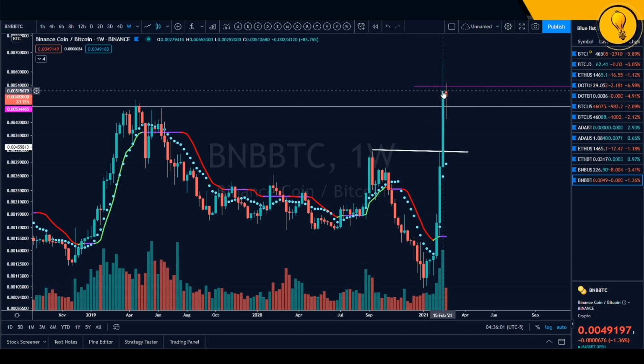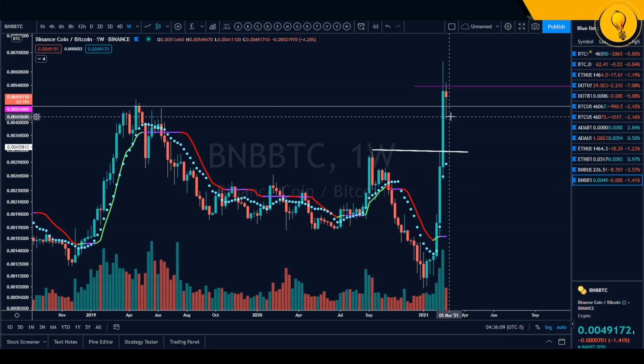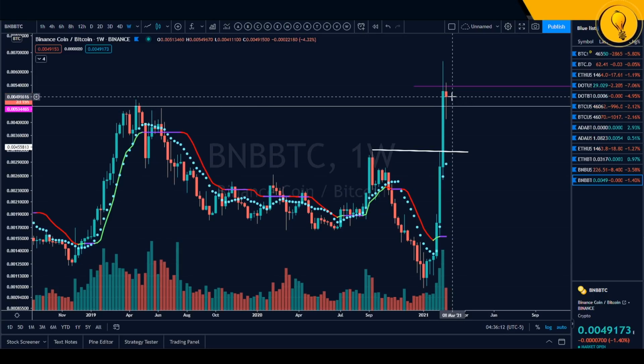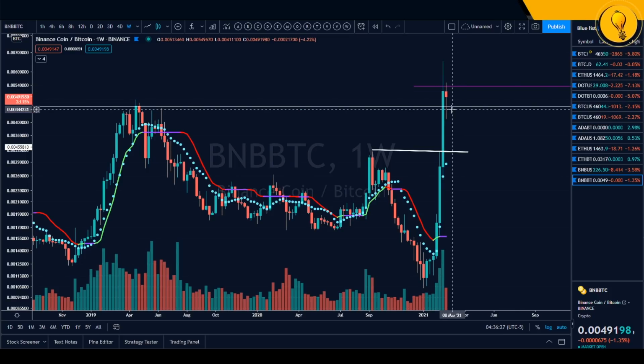So we had a candle body close. You can see we dipped back down to support and even beyond that, only for price to get picked right back up. If we manage to close this weekly candle over this 455,000 sat region, I will be looking at that as a confirmation, a confirmed break of multi-year resistance. And I think that's actually going to look really, really good for the BNB bulls.